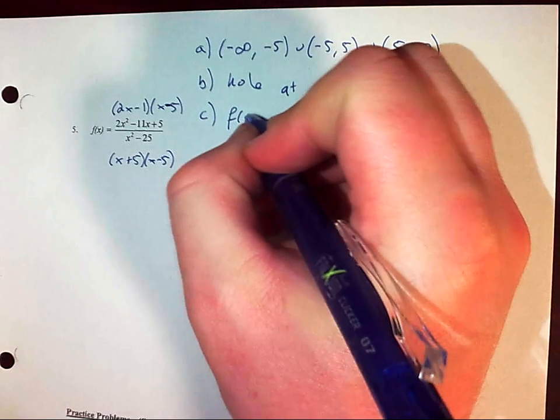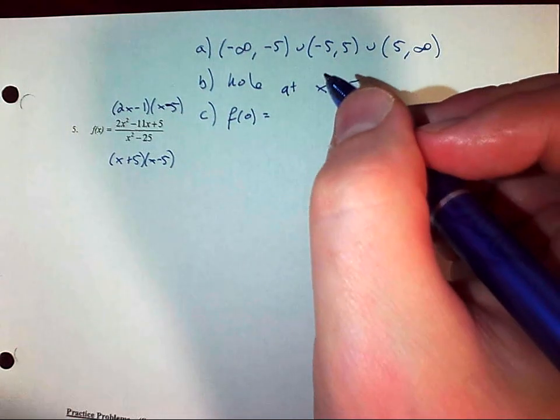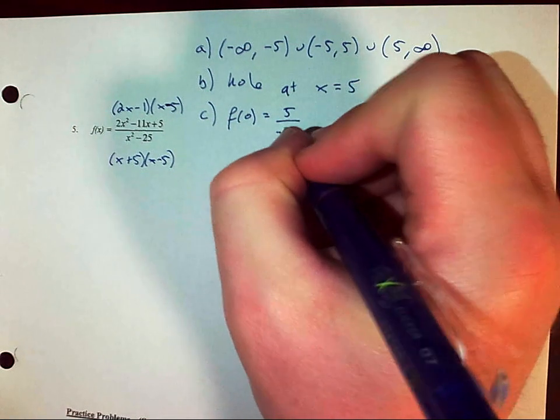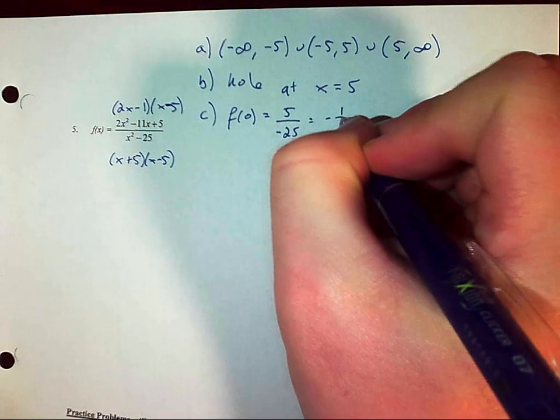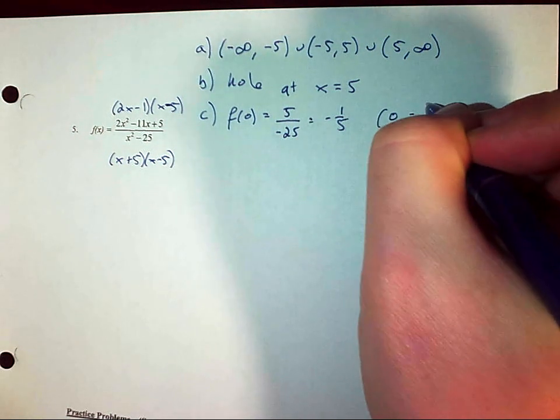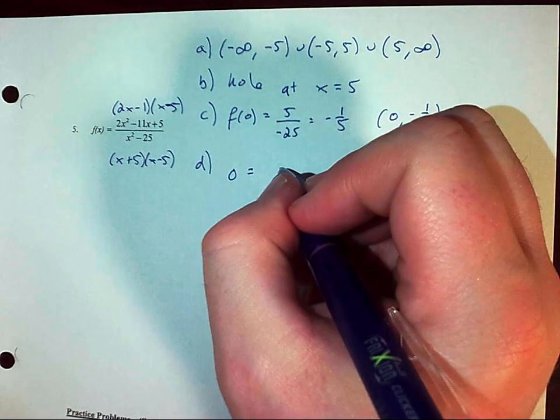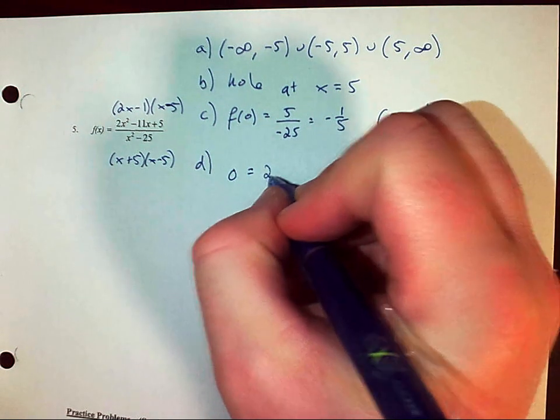State the y-intercepts. This is going to be equal to 5 over negative 25, or negative 1/5. So 0 comma negative 1/5. D is going to ask us for the x-intercepts.